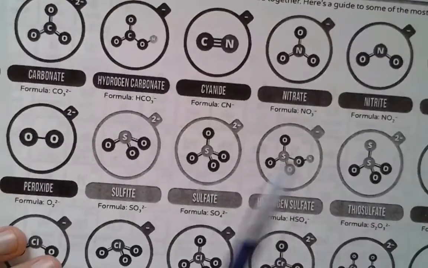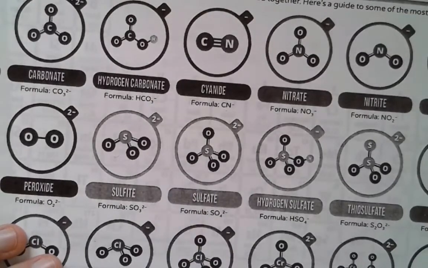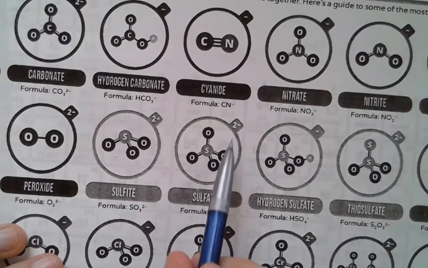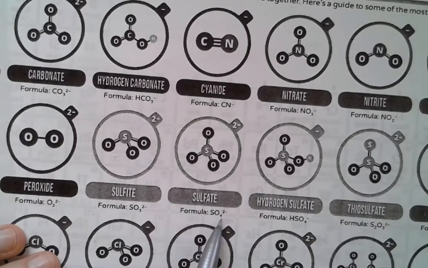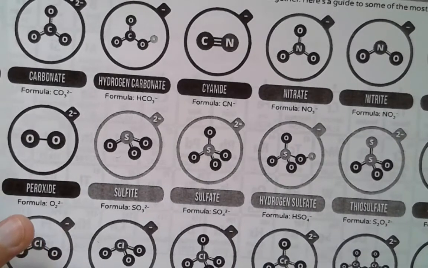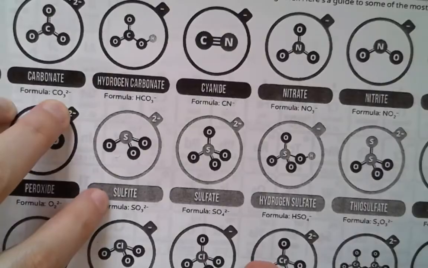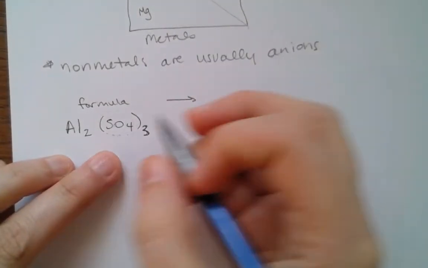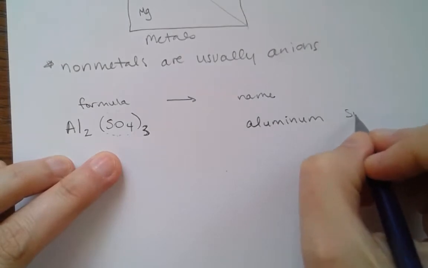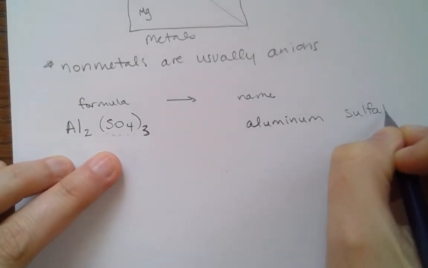1 sulfur, 4 oxygens. And there's its name. And its formula. And its charge. S in the middle, 4 oxygens. That is a sulfate. It's got the formula SO4 2-. Take that with you as you go back over here. So that is a sulfate. And that is the name.